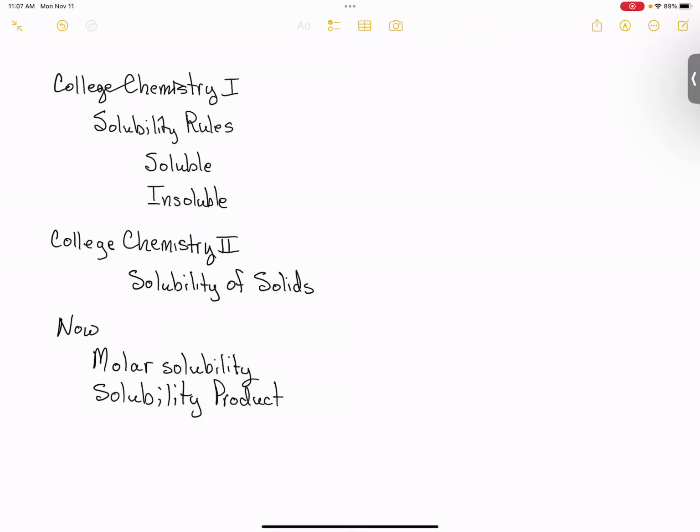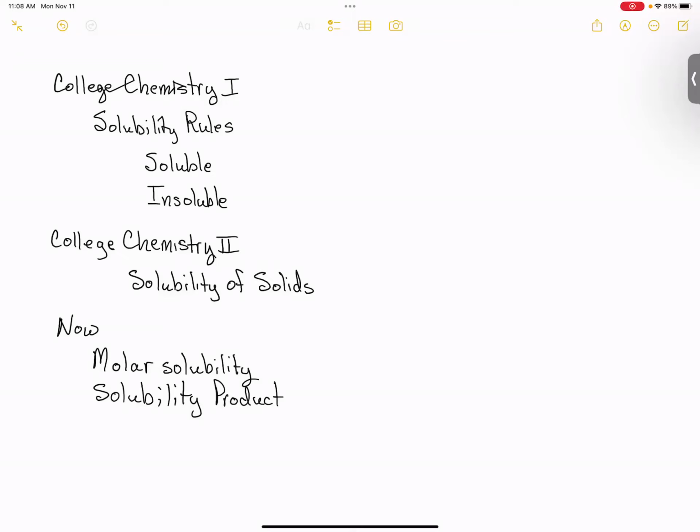That's what the molar solubility is. It's the molarity of the solid that dissolves in water. We're also going to talk about the solubility product constant. The solubility product constant is better known as K subscript SP. And basically, the solubility product constant describes just how well that ionic solid dissolves in water.